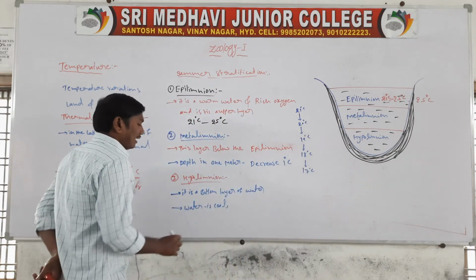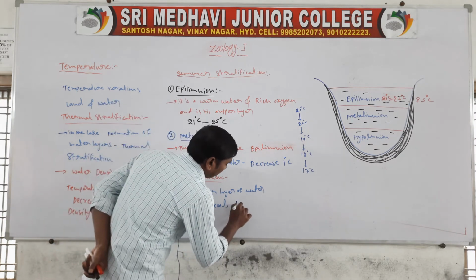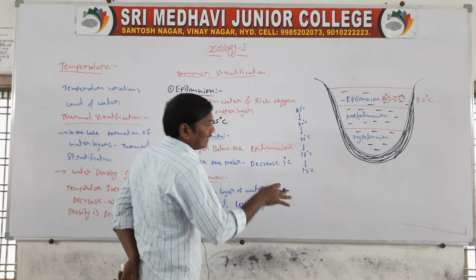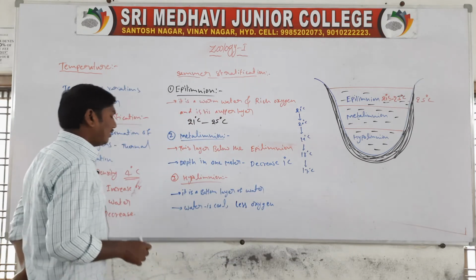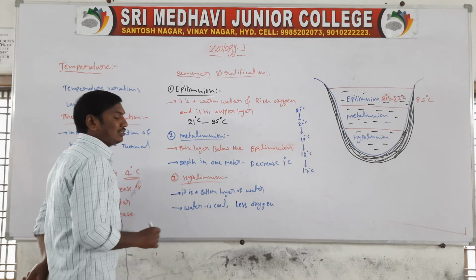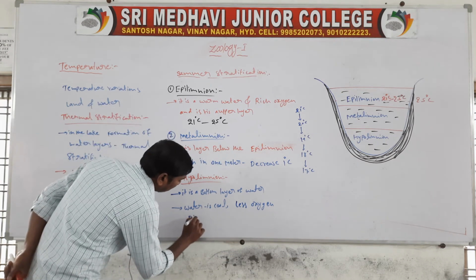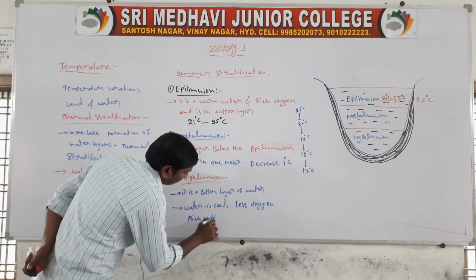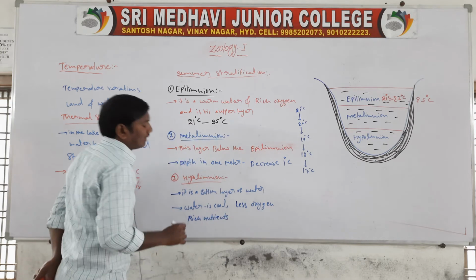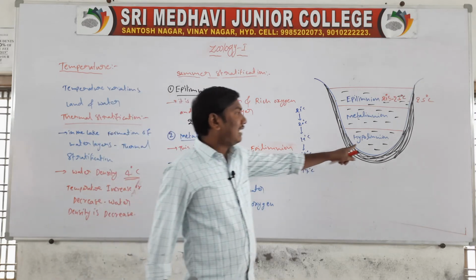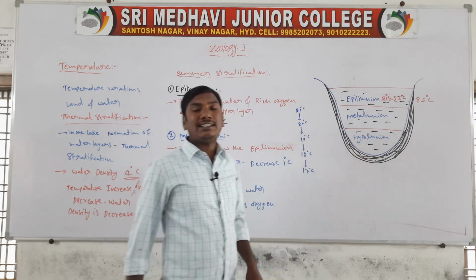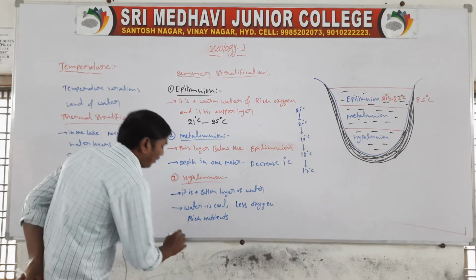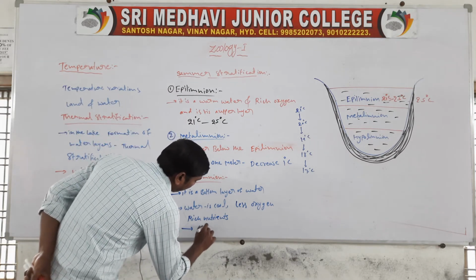Next one, less oxygen. So, this layer has less oxygen. Next, it contains rich nutrients. So, it is cool water, less oxygen and rich nutrients. The temperature is 4 degrees centigrade to 7 degrees centigrade.